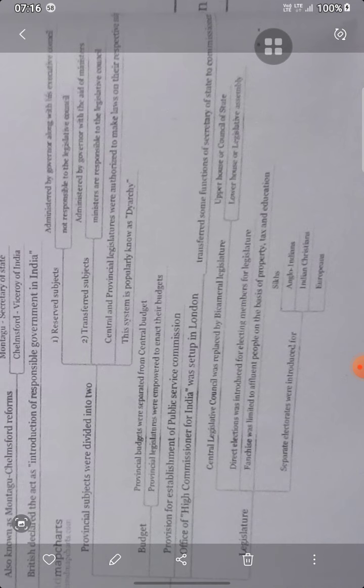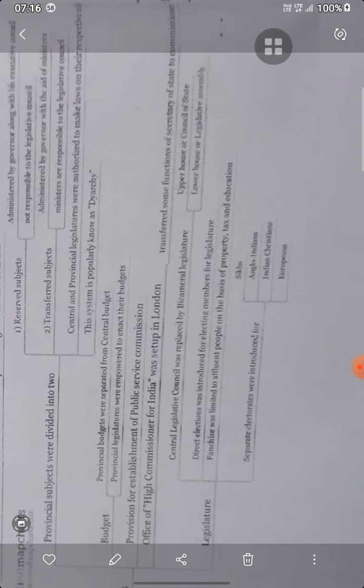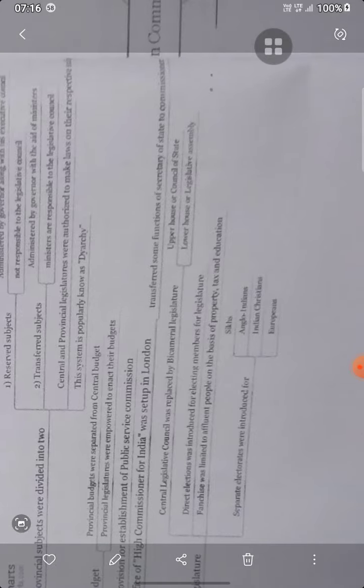The provincial budget was separated from the central budget. Provincial legislatures were empowered to enact this budget. There was a provision for the establishment of a Public Service Commission and a High Commissioner for India, to whom transferred subject functions of the Secretary of State were passed.